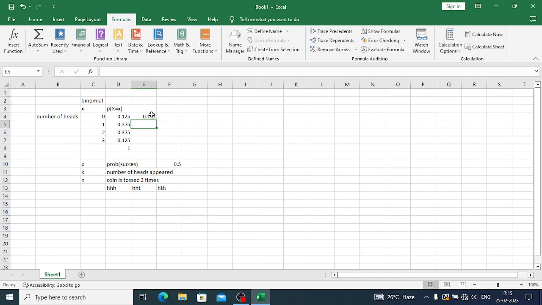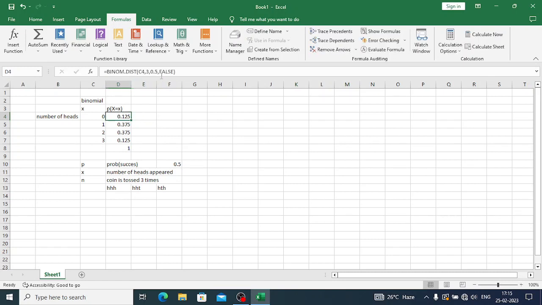Just check down. Is it the same probability? Now 2 heads among those 8 outcomes. 2 heads will be 2 divided by how much? 3 divided by 8. It will be your second probability. Okay, so this is how we are going to calculate the probability with the help of binomial distribution.